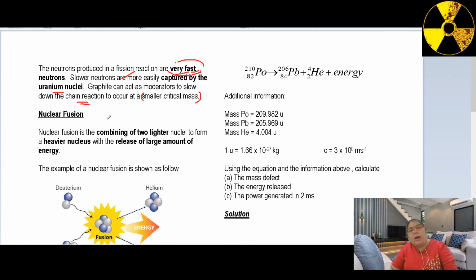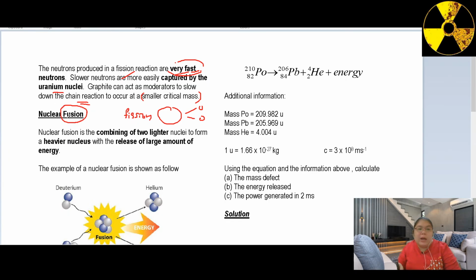Now I need to go to another process for radioactive material. This one we call fusion. Make sure you know the spelling. Just now it was F-I-S-S-I-O-N, fission. That's from bigger becoming smaller.